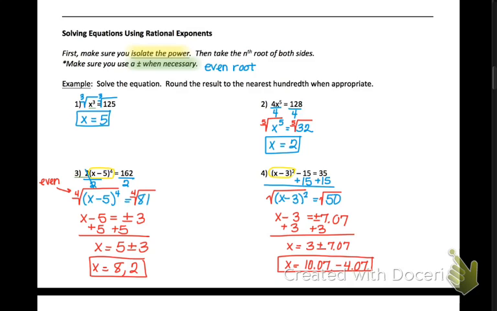Okay? So that's all there is to it for today. The only thing you've got to worry about is, should you get one solution or should you get two solutions? Do you need that plus or minus or do you not? Okay?